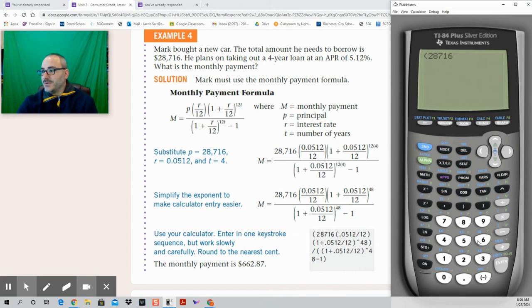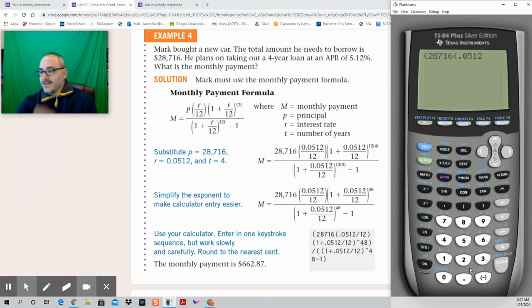$28,716. That's Mark's principal. I'm just going to use another parenthesis because there's going to be an implied multiplication between the 28,000 and everything that comes after the parenthesis. All right, it's implied multiplication. If you would like, you could do times parenthesis if that makes you feel better. But the calculator knows that a parenthesis there means implied multiplication.